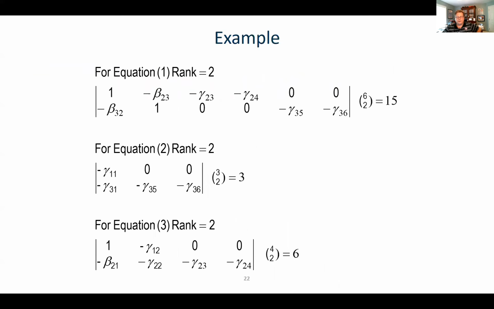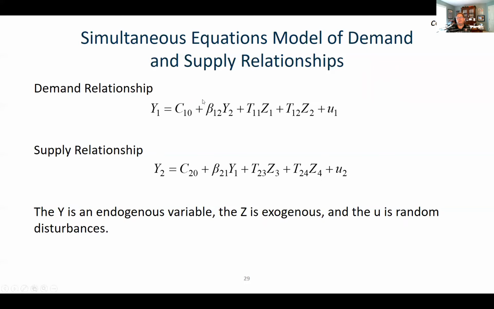Well, if Z1 changes by 1 unit, there will be a change of tau 11 in Y1, but if there's a change in Y1, that's going to initiate a change in Y2, and if there's a change in Y2, that'll initiate another change in Y1, and so forth.